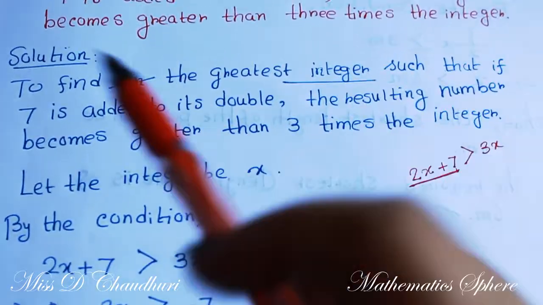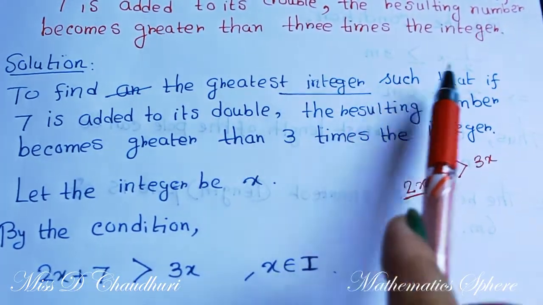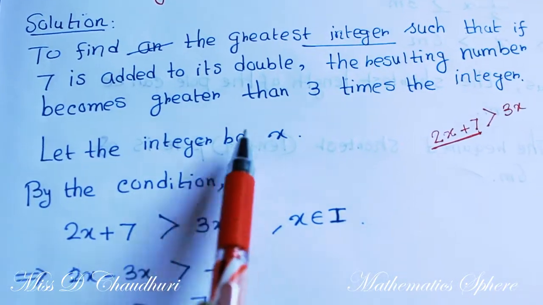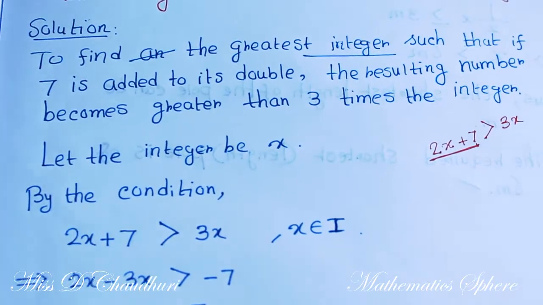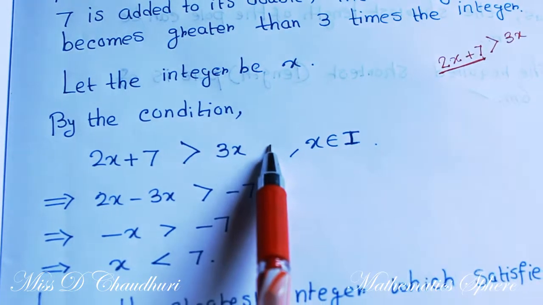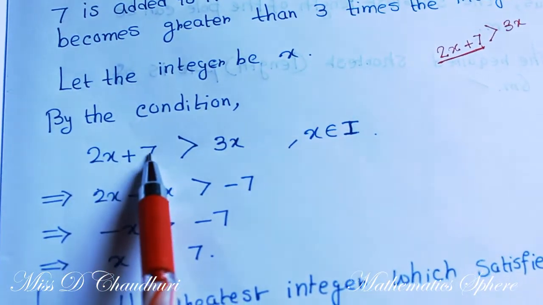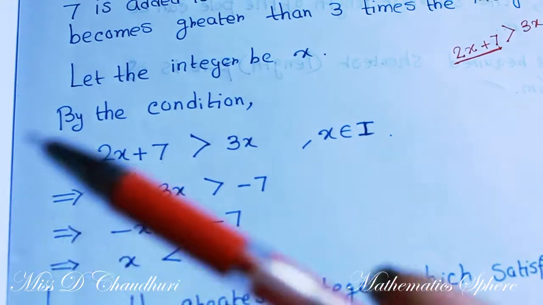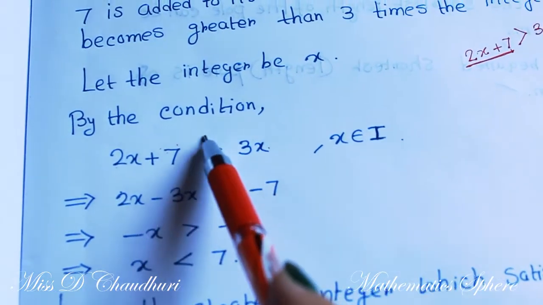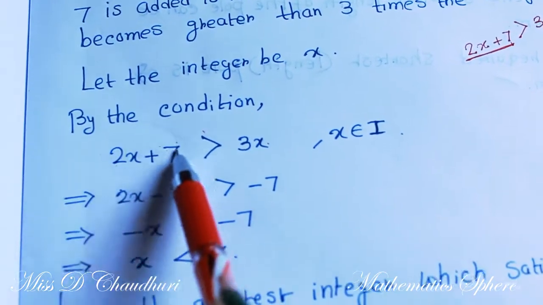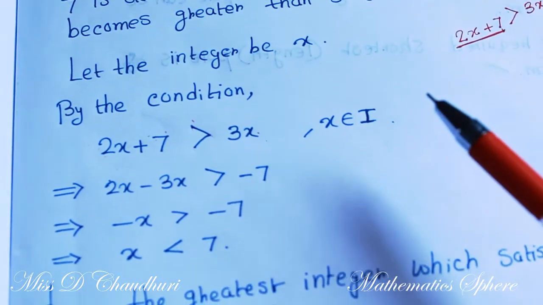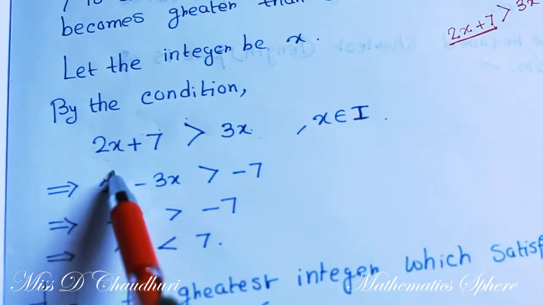So how will we write, see this one? To find the greatest integer such that this is, you will write this first. So the main sum begins from here. Let the integer be x. By the condition, which we will get from the question, 2x plus 7 greater than 3x. I have already mentioned that if you double the integer and add 7 to it, sometimes it can be given added, sometimes subtracted. So as it will be given, you form the equation, and the result, means the sum of this thing, will be greater than 3x. It can also be told that it will be lesser than 3x.